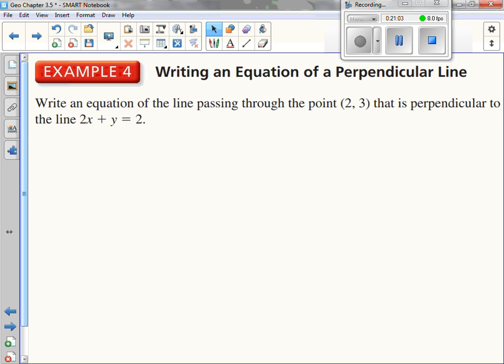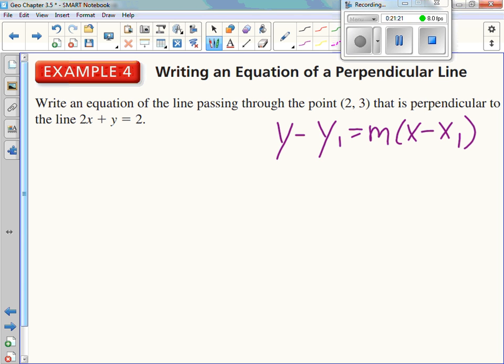Find the equation of a line that is perpendicular to the given line for this one here. So we're still going to use the same equation. y minus y1 equals m times x minus x1. So they gave us the slope, yes? What's the slope? They just switched around. Is it positive 2 or negative 2?